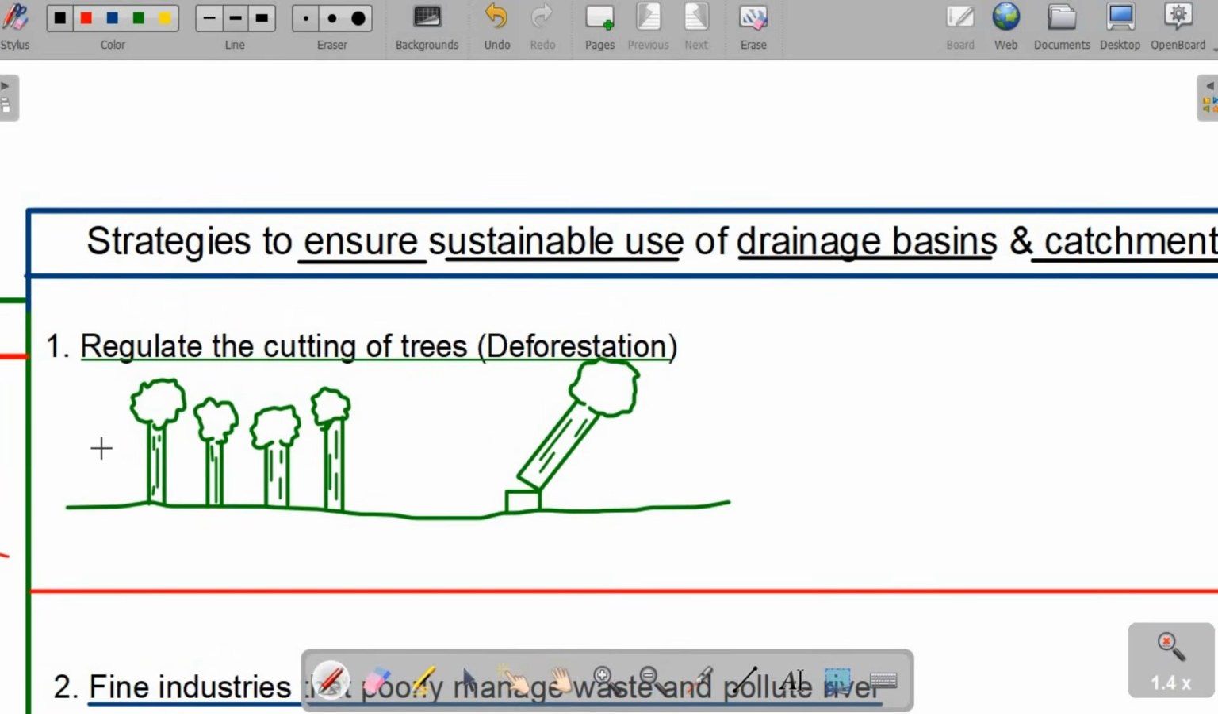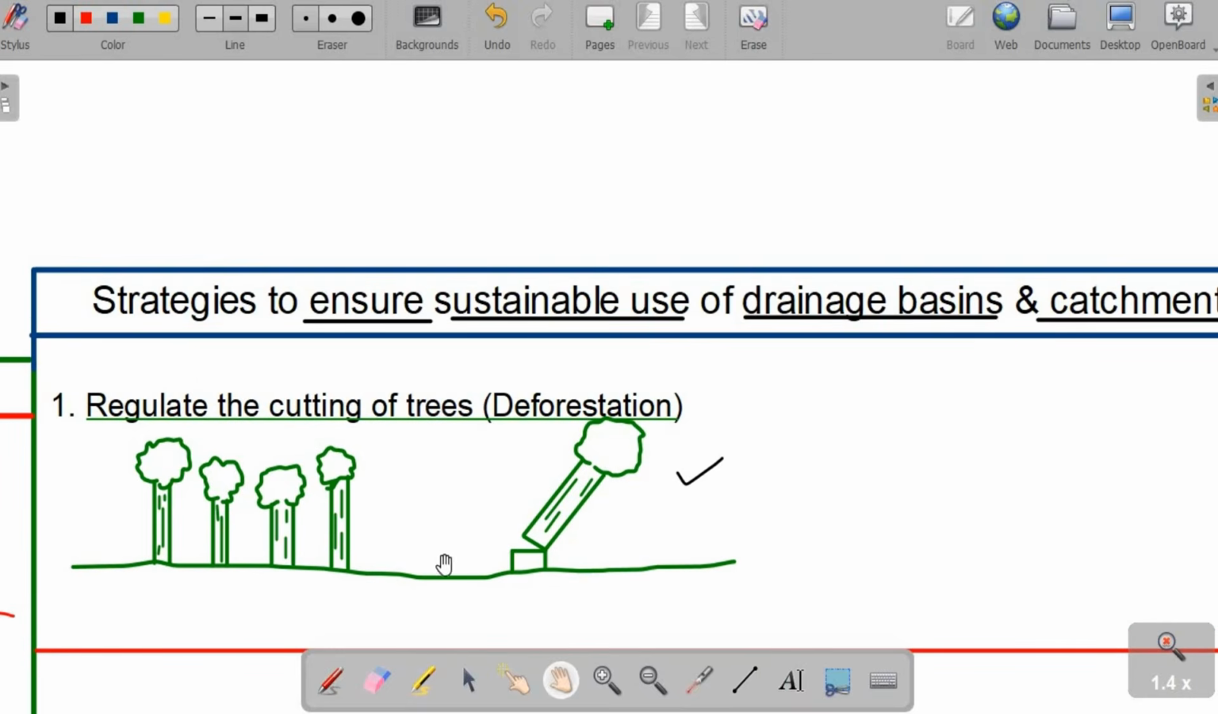So the first strategy there is to regulate the cutting of trees. Okay, let's regulate the amount of deforestation that we see. How much are these companies cutting down the trees? How many trees are they cutting per month? How many trees are they cutting per year? And is that sustainable? Are our trees going to recover from that? Are they planting more trees?